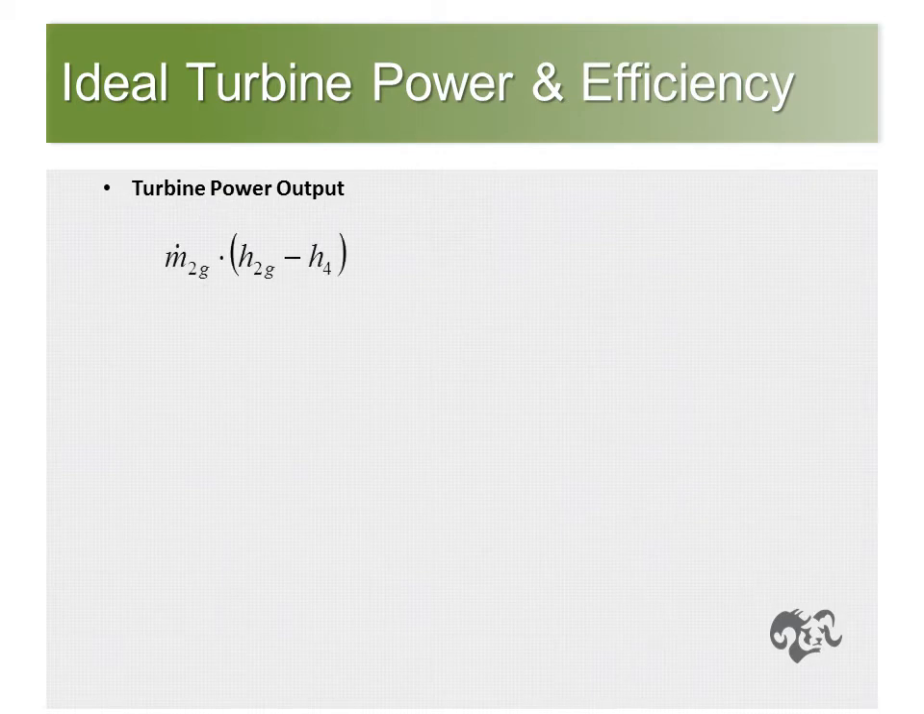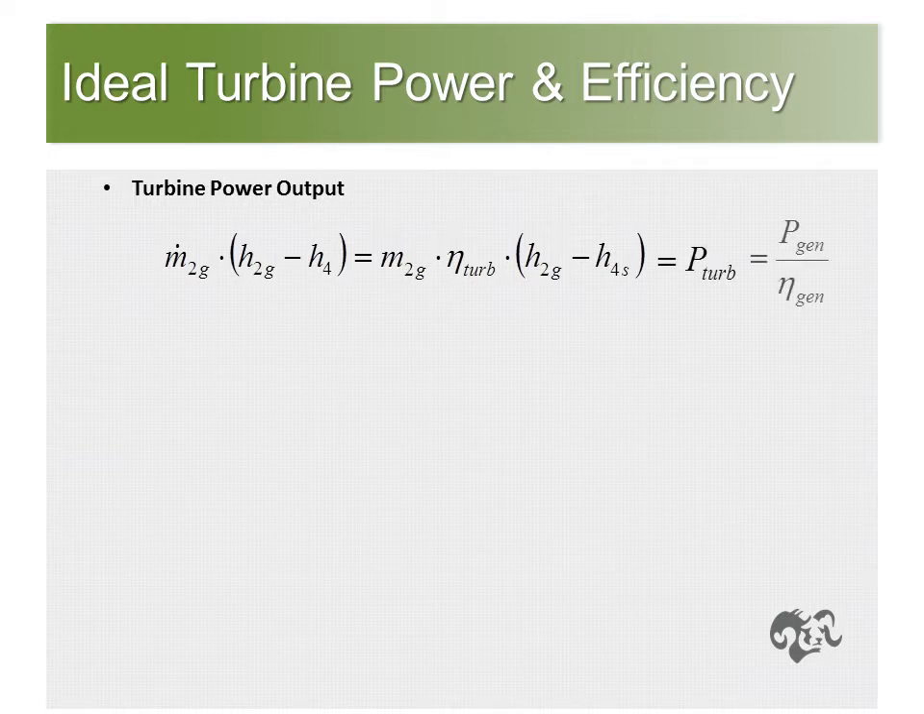The turbine's power output can be calculated thermodynamically. The power is equal to the steam mass flow through the turbine times its enthalpy drop. This can be expressed using the isentropic turbine exhaust enthalpy, that important parameter defined in the previous slide, using the turbine efficiency. You can also get at the turbine power output from the electrical side of things.